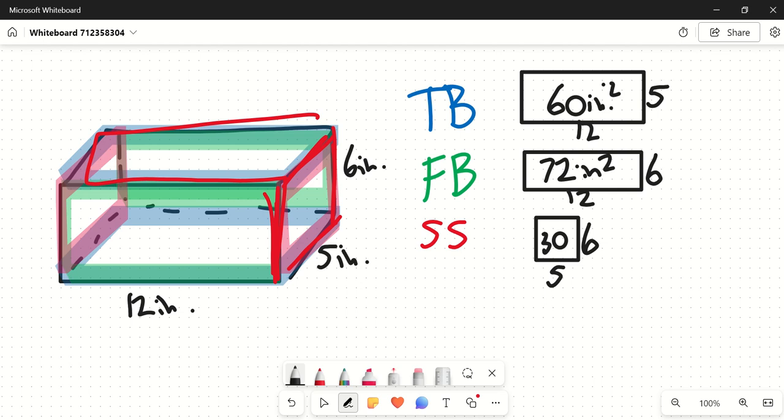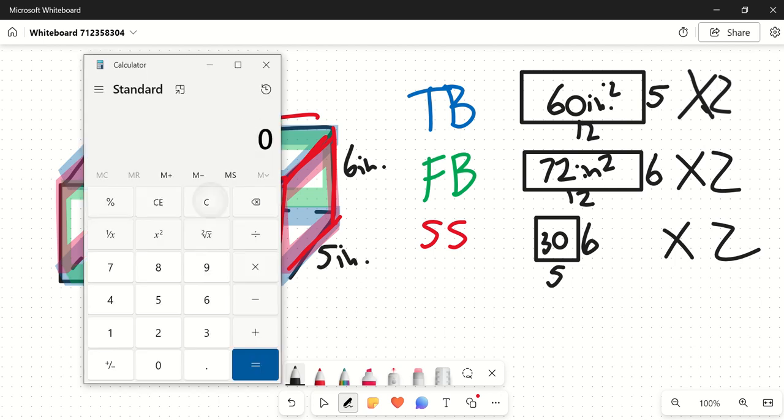There are 2 of each one of these. So you can multiply each one of these by 2 and then add them all together. Or the easier method would be, let's just add all 3 of these numbers together and then multiply it by 2. So we have 60, we have 72, we have 30. That equals 162. Now I'm going to multiply it by 2 since there's 2 of each of those sides. My total surface area is 324 inches what, ladies and gentlemen? Squared because it's still area.